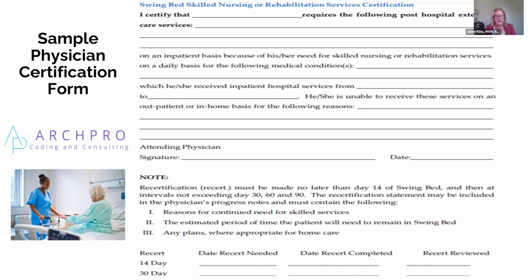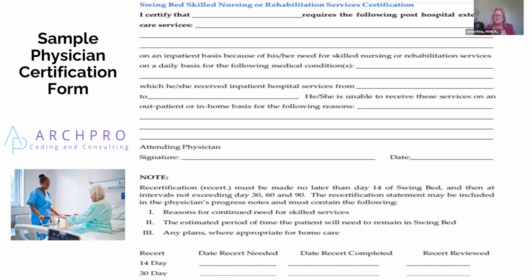Now, down at the bottom, there's some notes, the timing, the recertification no later than the 14th, and then at intervals not exceeding 30 days apart. And then when you're doing that recert, it can just be a progress note. Tell us why they need medically necessary skilled services to continue them at the swing bed level and not at home, how long you think they're going to need to stay there, and any plans where appropriate for home care.